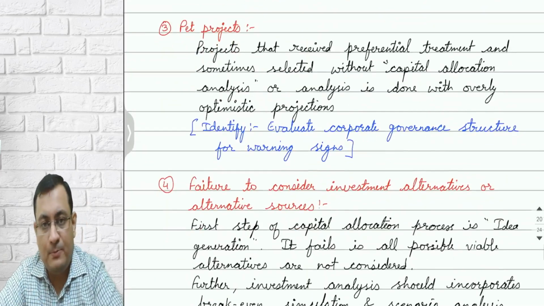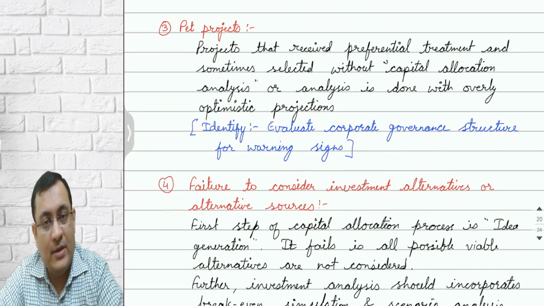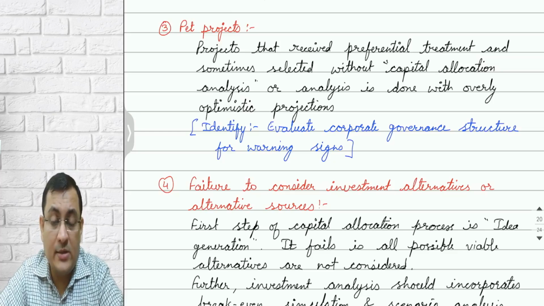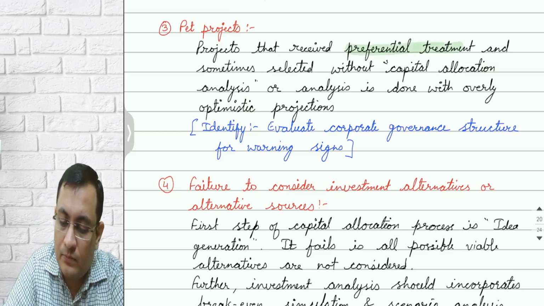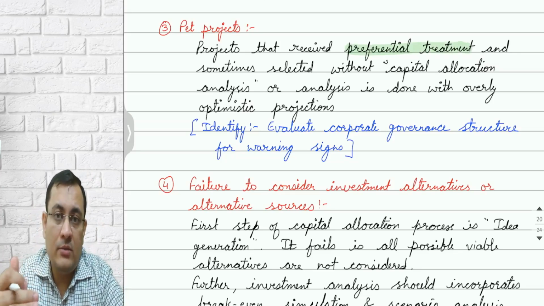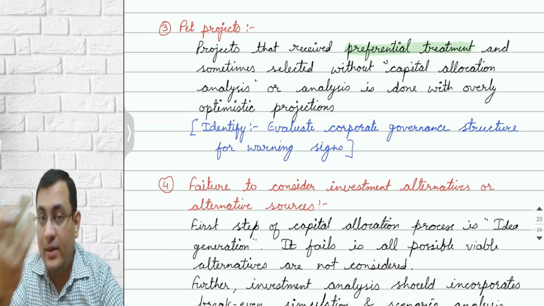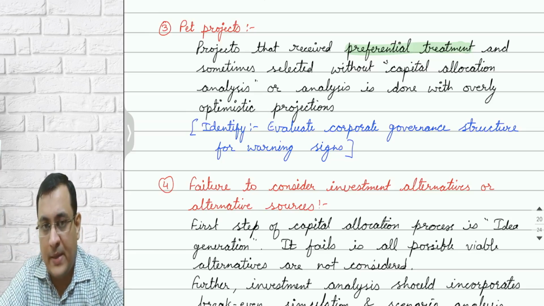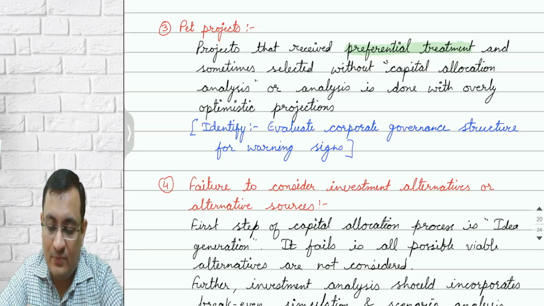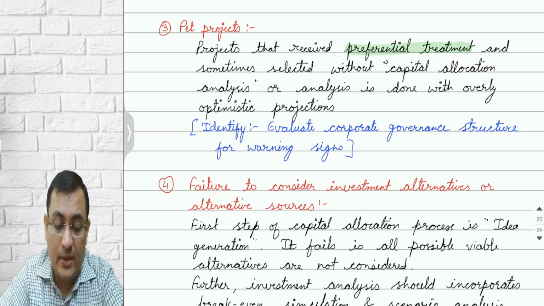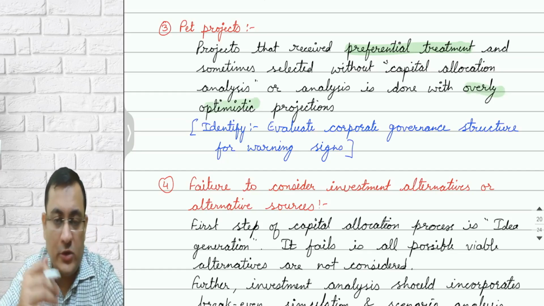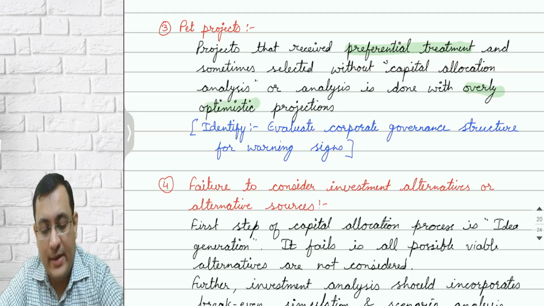Next, pet projects, the favorite ones. When something is a favorite, a positive bias is always there. So these are projects that receive preferential treatment. Why? Because we have a positive bias. And when we have a positive bias, we overestimate the inflows and underestimate the costs or expenses, outflows, to create an overall positive picture. So sometimes they are selected without capital allocation analysis, or the analysis is done with overly optimistic, positively biased projections. How to identify it?